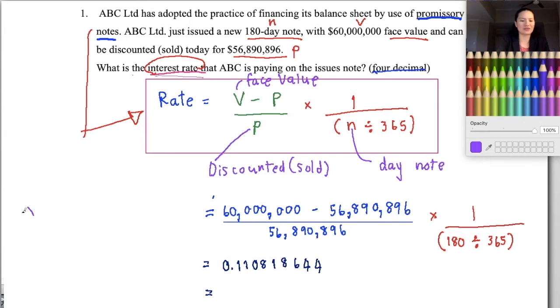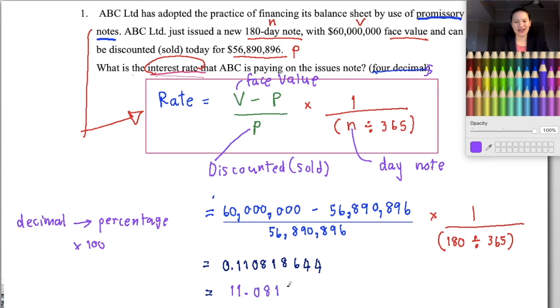Okay, I'll show you something. You just multiply the decimal by 100 to get the percentage. So I multiply 0.11081844 by 100. It's going to be 11 point, and I want 4 decimals: 0 8 1 8. Oh, I put more than that. 11.0818%.